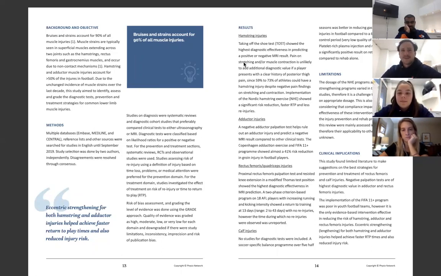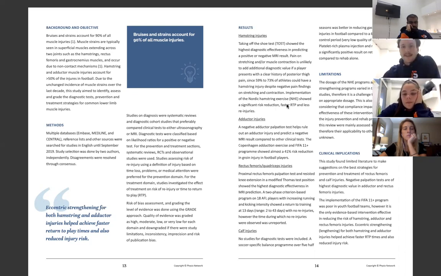But pain on stretching and/or muscle contraction is unlikely to add additional diagnostic value if a player presents with a clear history of posterior thigh pain. And that's since 60 or 70% of athletes could have a hamstring injury despite negative pain findings on stretching and contraction. And then implementation of the Nordic hamstring exercise showed a significant risk reduction, fast return to play and fewer re-injuries. So it's one of the better hamstring exercises to do.